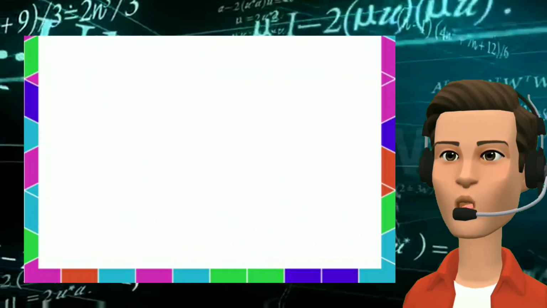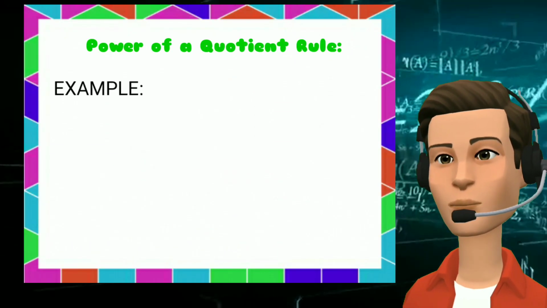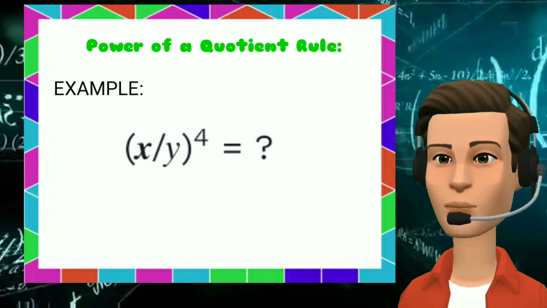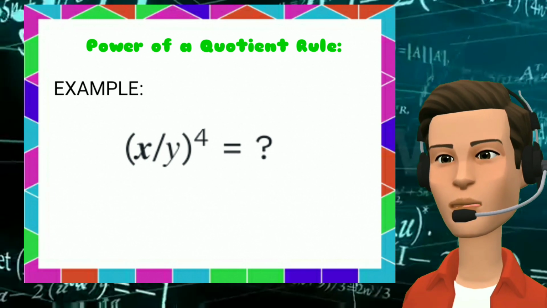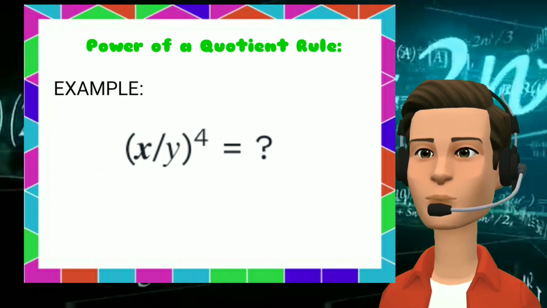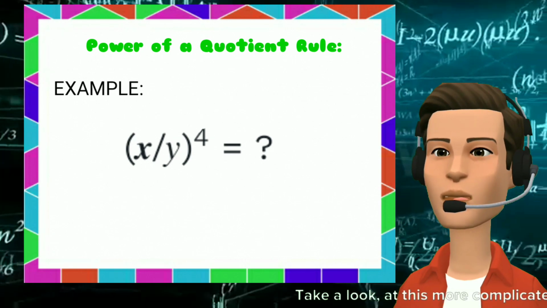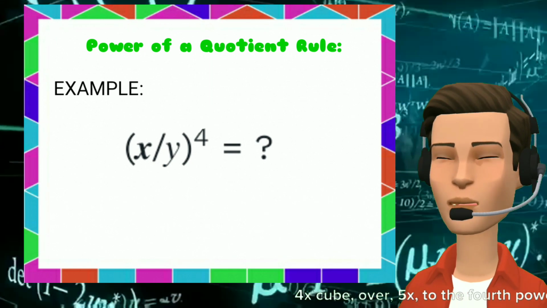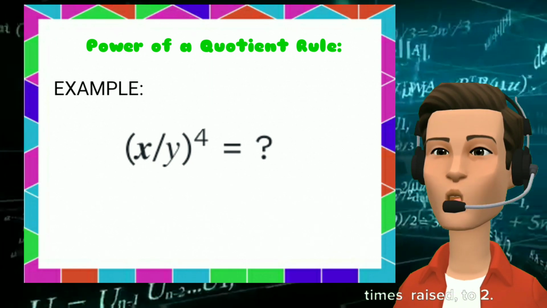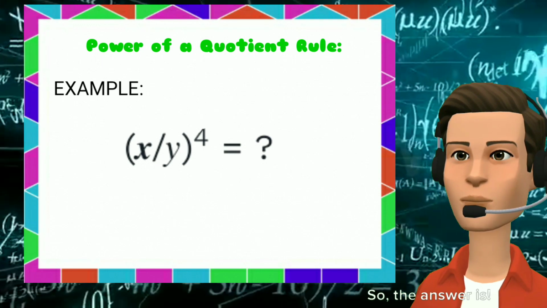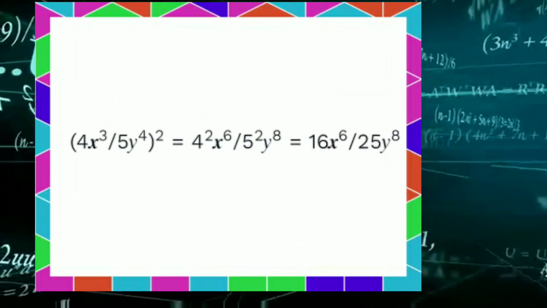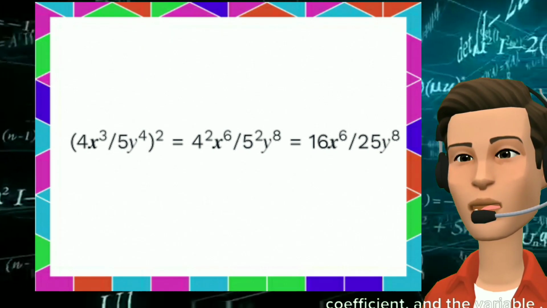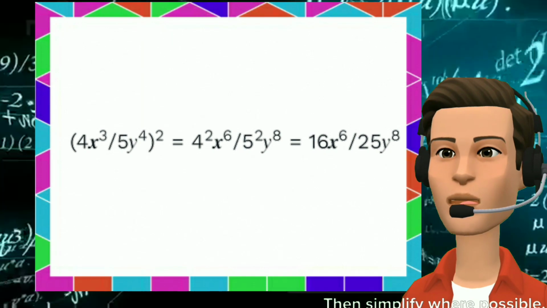Next is the fifth rule. It is power of a quotient. For example, x over y raised to the 4th power. So what is the answer? Here, raise both variables within the bracket to the power of 4. Take a look at this more complicated equation: 4x cubed over 5x to the 4th power, raised to 2. So, the answer is. Don't forget to distribute the exponent to both the coefficient and the variable. Then simplify where possible.